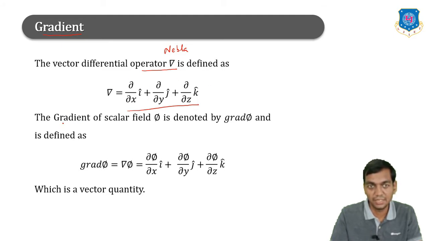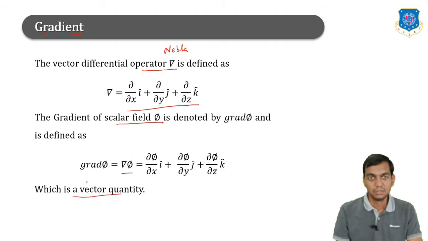And if you are finding the gradient, then gradient is for any scalar field phi. The gradient of a scalar field is denoted by grad phi and is defined as grad phi is equal to nebula phi is equal to del phi by del x into i plus del phi by del y into j plus del phi by del z into k, which is a vector quantity.